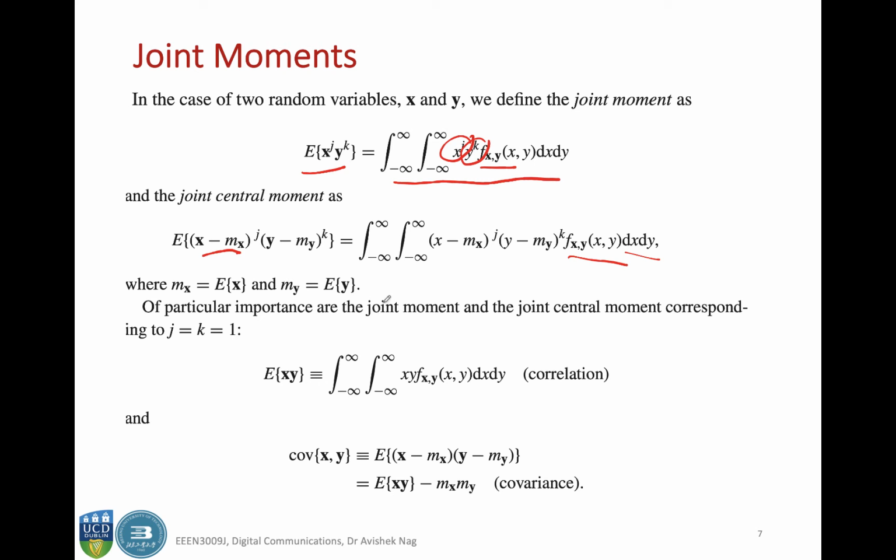So you can get the special cases from these general cases. If you set j and k equal to 1, then you have this joint moment. You call it correlation when j and k are set to 1, and it is defined as this. And then you can also have the covariance, which is the joint central moment when you set j and k equal to 1.